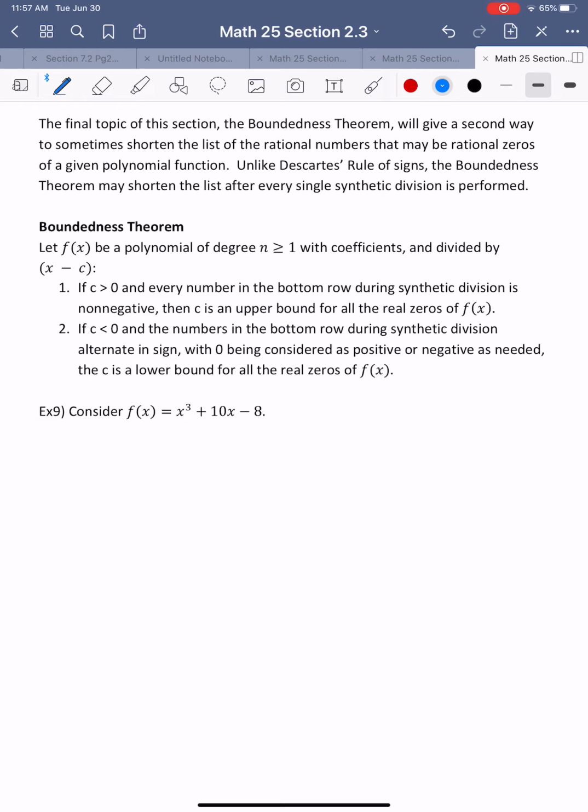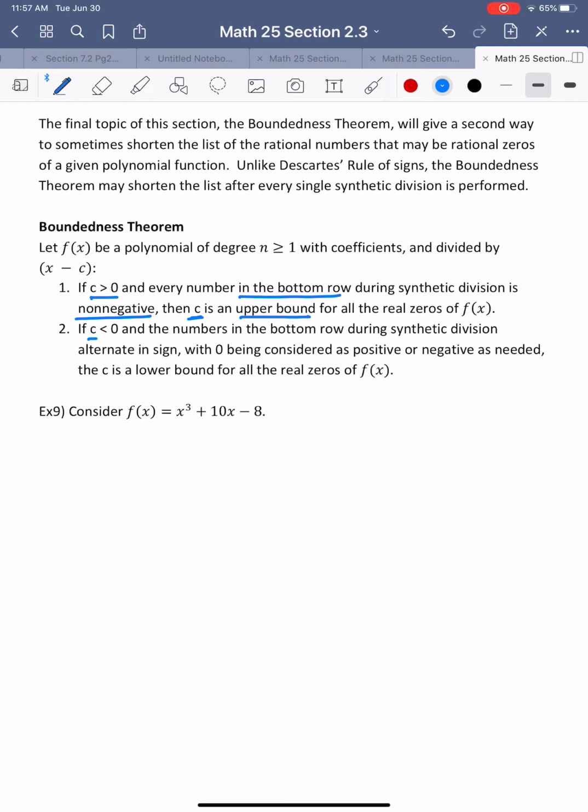If f is a polynomial of degree n greater than or equal to 1, with the coefficients, divided by x minus c. If c is greater than 0, and every number on the bottom row during the synthetic division is non-negative, so all comes out positive or 0, then we call c the upper bound, which means there's no zero greater than that.